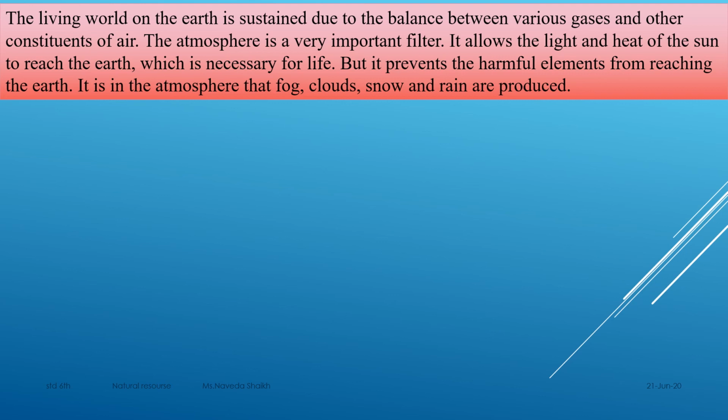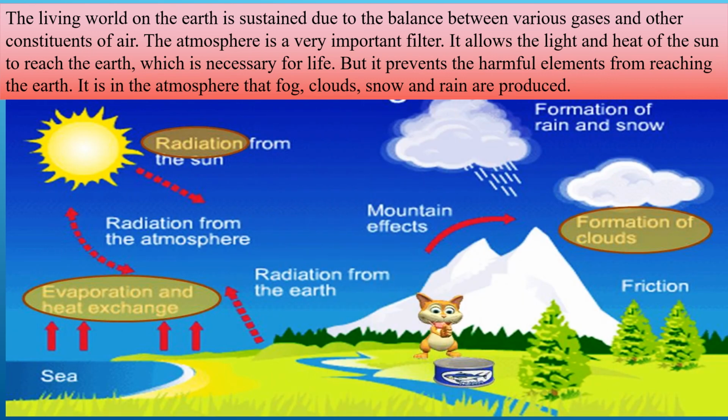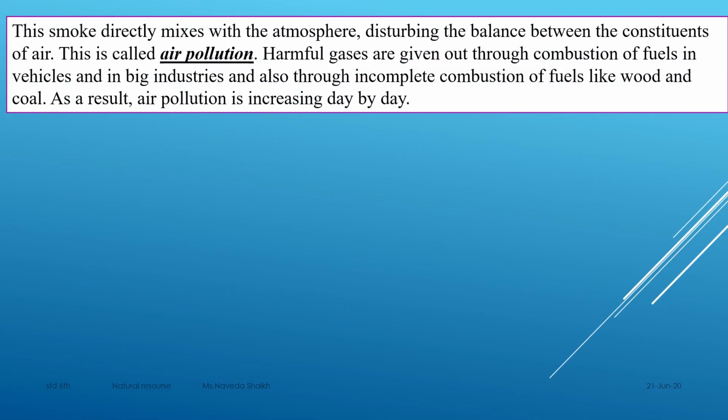Next, the atmosphere is responsible for formation of clouds, snow, and rain production. So whenever you see a cloud, that is because of the atmosphere. The rain that is there is because of it too. If there is any smoke which mixes into the atmosphere, it disturbs the balance between the constituents of air. This is called air pollution.